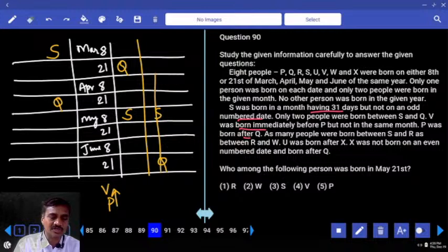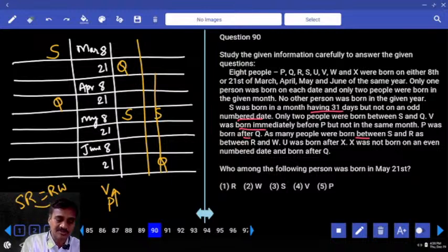After Q, that is not possible. Clear? P was born after. As many between S and R and W. That means R must be exactly between S as well as W.